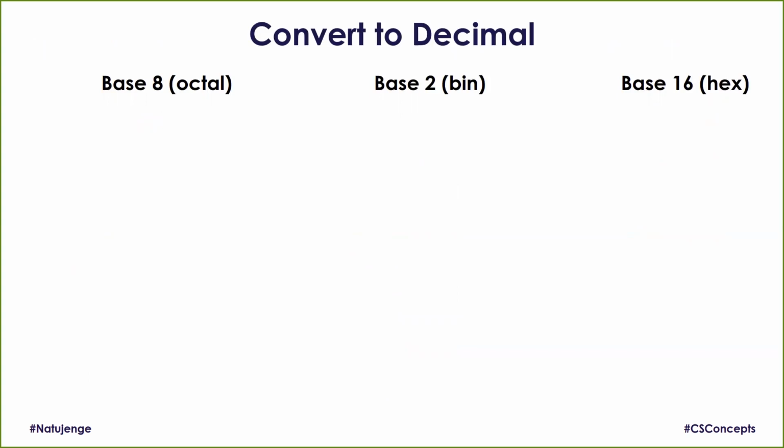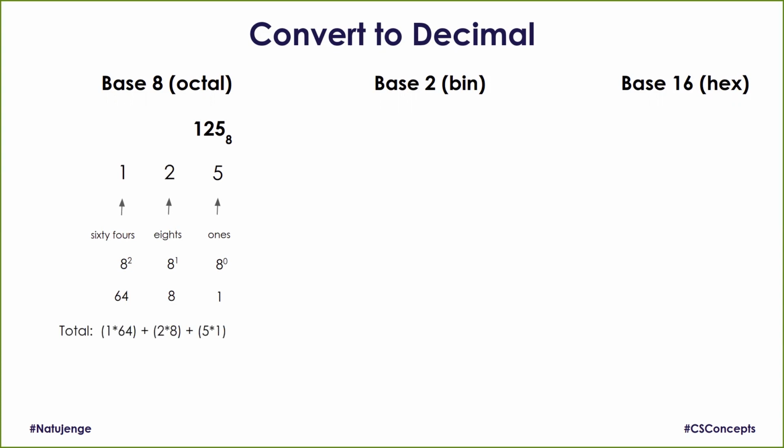So let's look at how to convert these numbers from octal to decimal. So let's look at a number in octal. Here we apply the place value concept. We know 5 is ones, 2 is 8s, and 1 is 64s. So we just multiply each of the digits times the place value, and we get 85. We know that 125 in octal is equivalent to 85 in base 10.